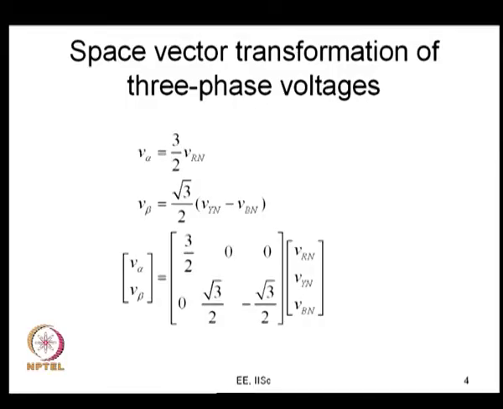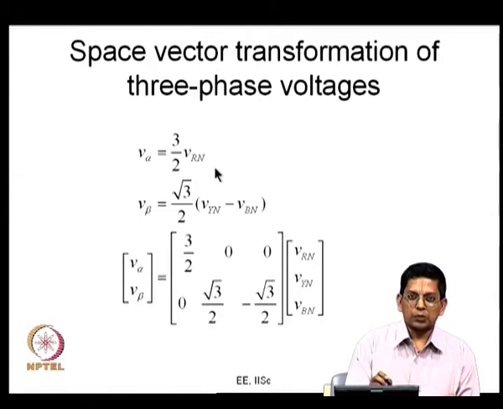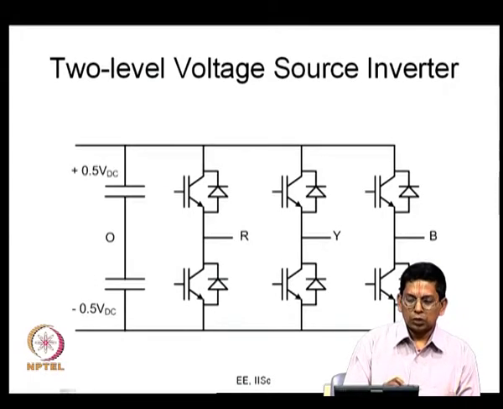Now, we go back to the space vector transformation of 3-phase voltages. We will quickly look at this transformation, which we have been doing over the last 3 classes. V alpha is equal to 3/2 times Vrn, and V beta is √3/2 times (Vyn minus Vbn). This is the space vector transformation, and the same thing has been written in matrix form here. Now, you have a voltage source converter, and every leg is a single pole double throw switch. R, Y and B are the midpoints of the legs, and the 3 load terminals are connected here. Depending on whether the top is on or the bottom is on, VRO is plus 0.5 VDC or minus 0.5 VDC.